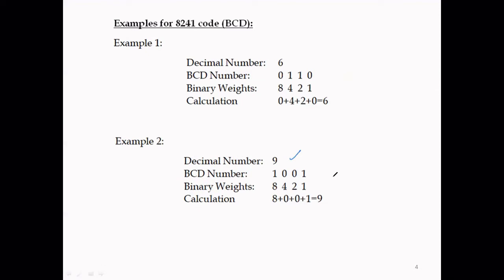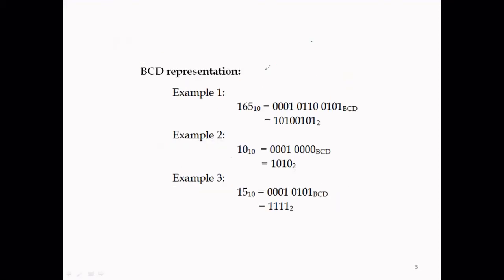Take 9. The BCD number is 1001. The binary weights are 8421. That's why it is called the 8421 code. This is 1 into 8, 1 into 1, that is 8 plus 1, that is 9. Now BCD representation.